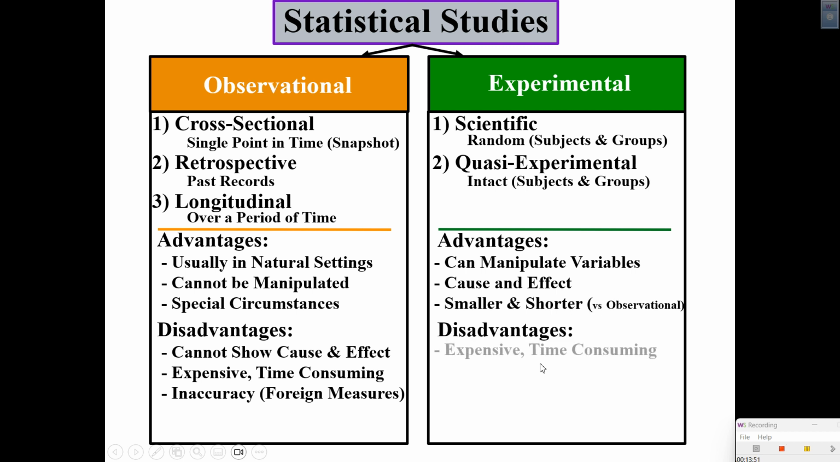Disadvantages. It's still expensive and time consuming because if somebody asks me once again to do an experimental study, I'm going to charge them.